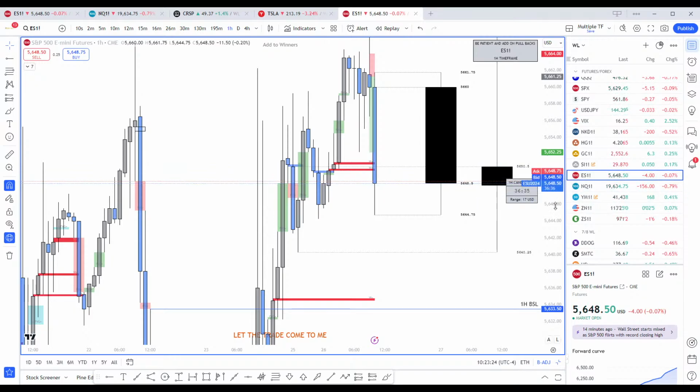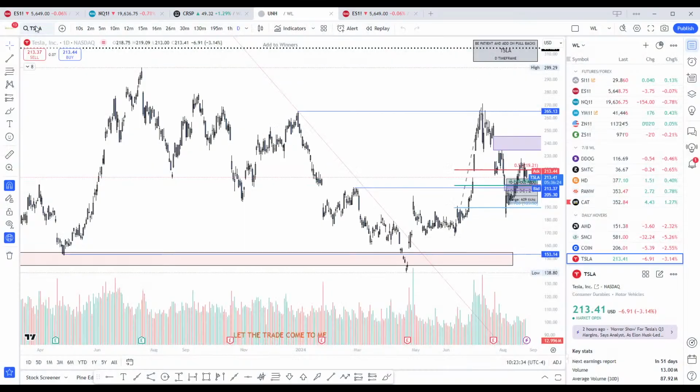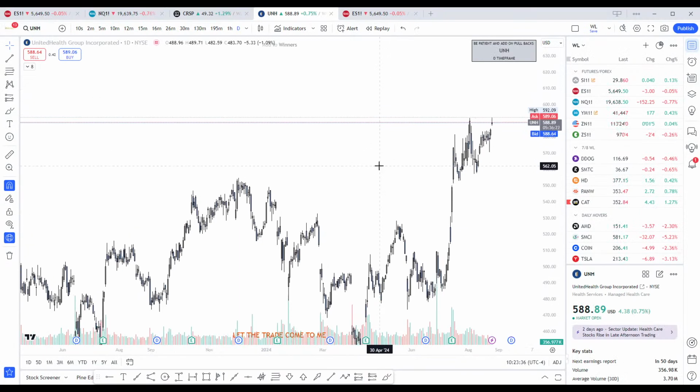And it's mainly because the largest name in Dow is, I think, UNH. So if healthcare is bullish, let's go see what healthcare is doing. Yeah, like I said, if healthcare is bullish, Dow is going to be bullish. If healthcare is bearish, Dow is going to be bearish.